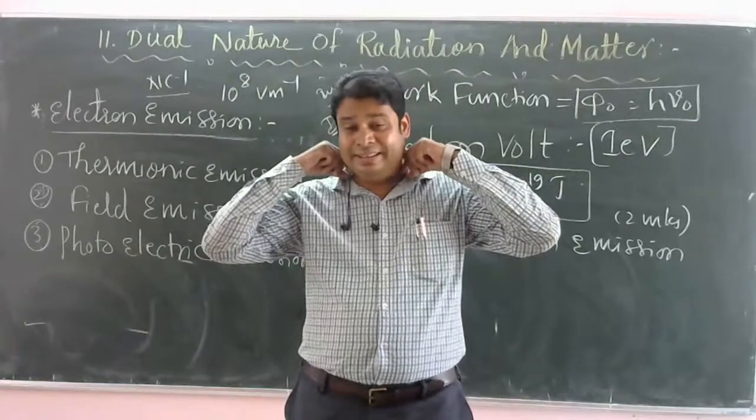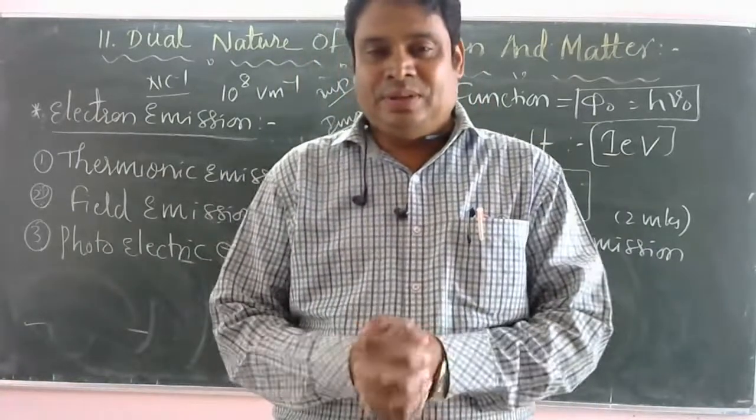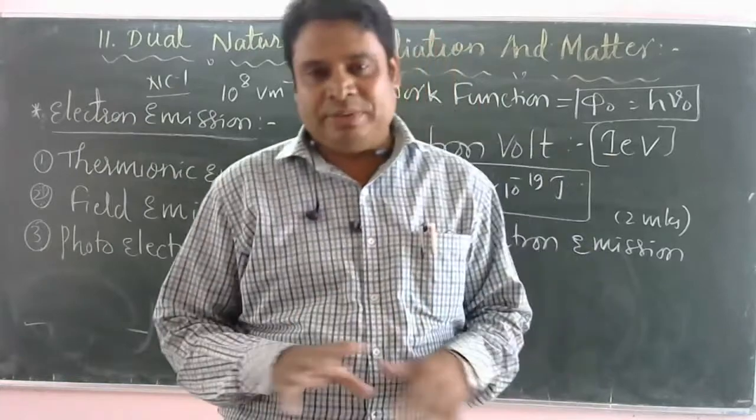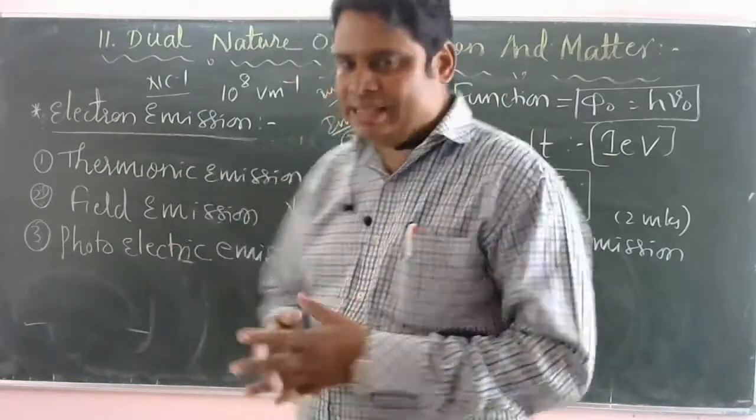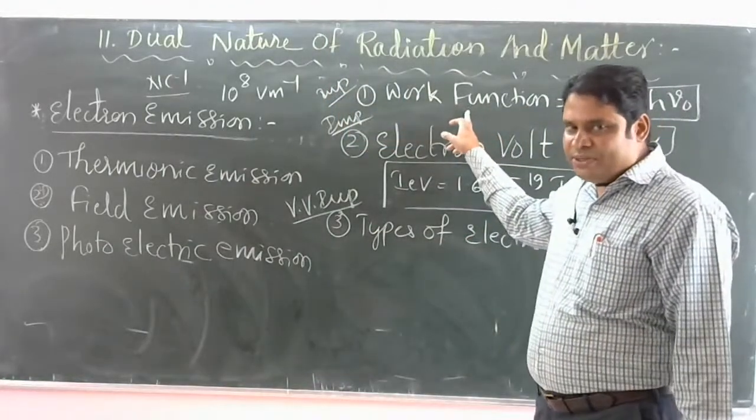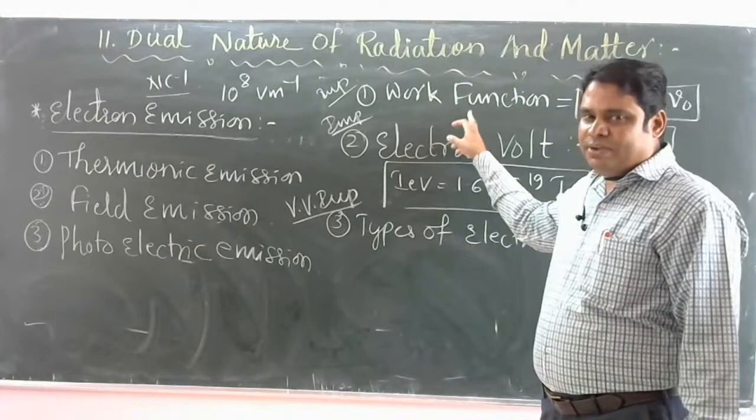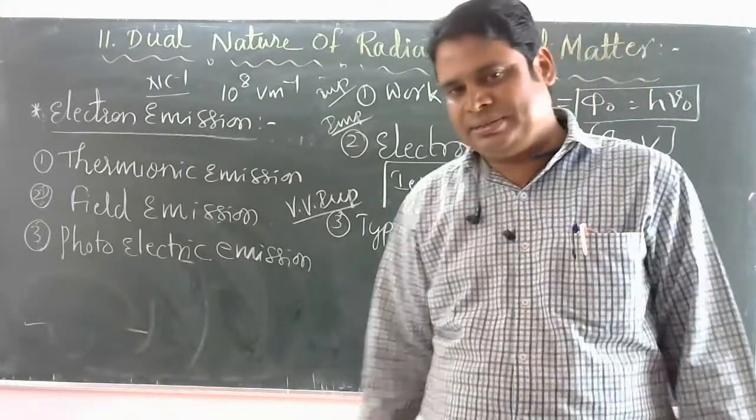Today, let us continue yesterday's chapter. Where exactly I stopped, I will start from that point only. In yesterday's class, we were discussing about what? Work function. What is work function? Work function is the minimum energy required to remove an electron from a metal surface.